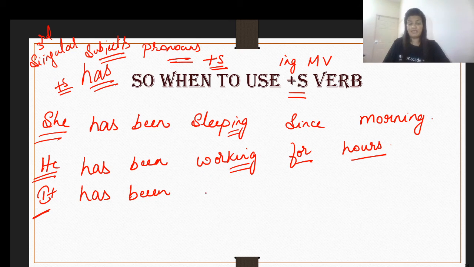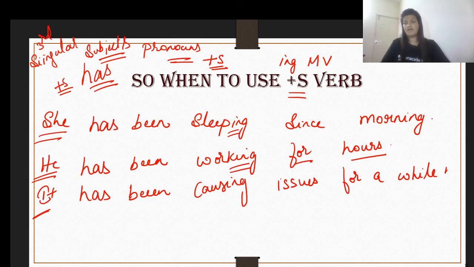Next is, it has been causing issues for a while now. Let us say the it refers to a machine. It could be an oven, it could be a fridge or your blender, anything. So in a nutshell, we will say it has been causing issues for a while now, which means for a while is in the past, and causing says it is still doing it. It has not stopped. So it might continue in future for a while as well.